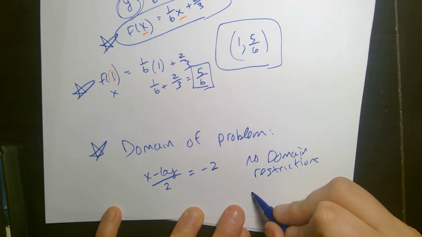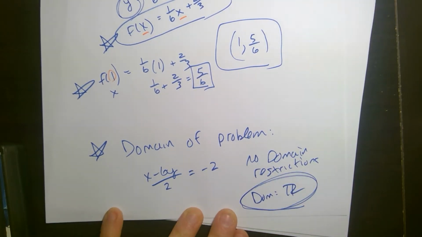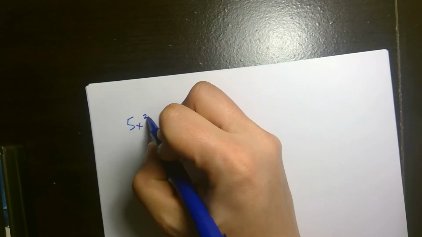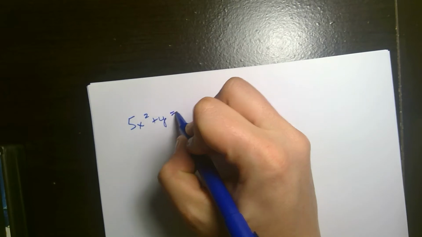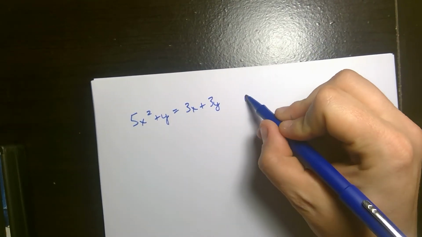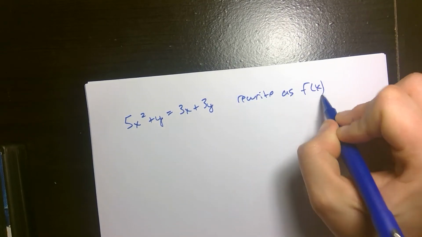And because of that, my domain is actually all real numbers. Done. Let's try another problem that's similar to that. What if I had 5x squared plus y equal to 3x plus 3y, and I need to rewrite this as a function, so as a function f of x.